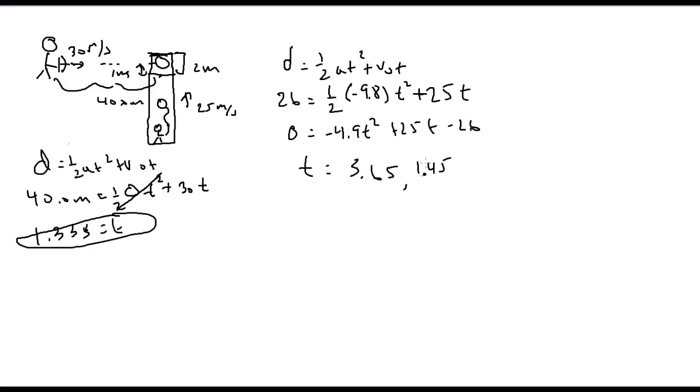So which one of these should I pick? The first time that it passes through. So the first time because it's going to hit the crossbar, right? I'm never going to get to 3.65, right? It's not going to go way up high and then come back down, right? So 1.45 seconds is the time? Yes. So that's how long it takes to throw it up.